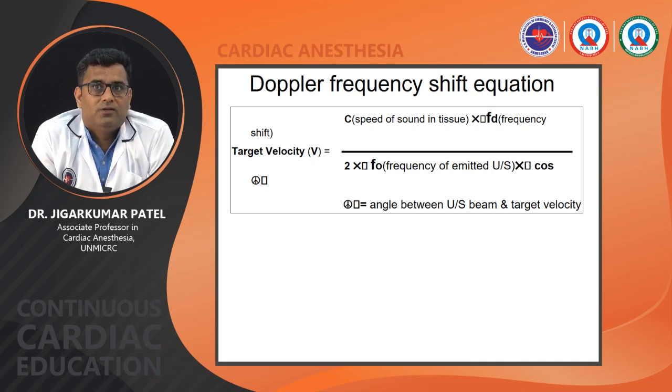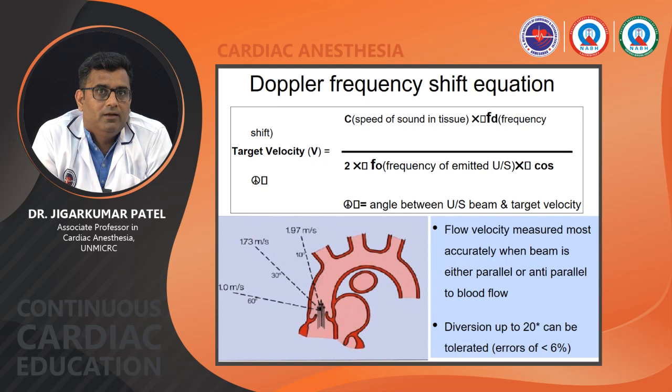So flow velocity is measured most accurately when the beam is either parallel or anti-parallel to the blood flow. As you see in this image, when we measure Doppler velocity at 0 degrees, you will get an aortic flow rate of around 2 meters per second. But if you increase the angle by 10 degrees, you will get 1.97 meters per second.